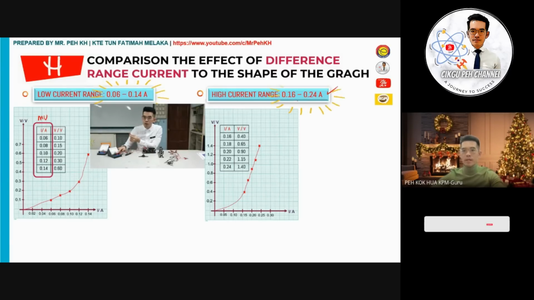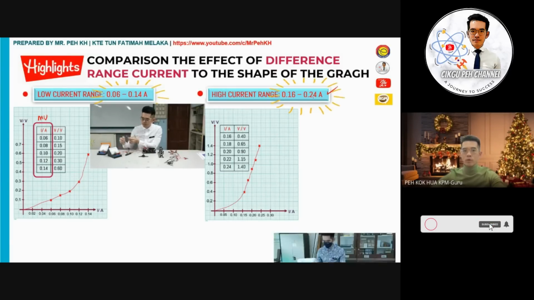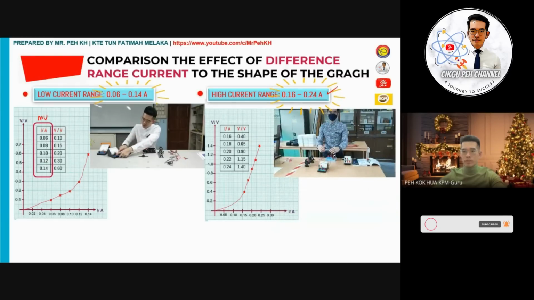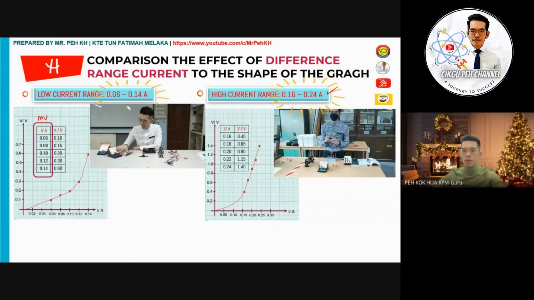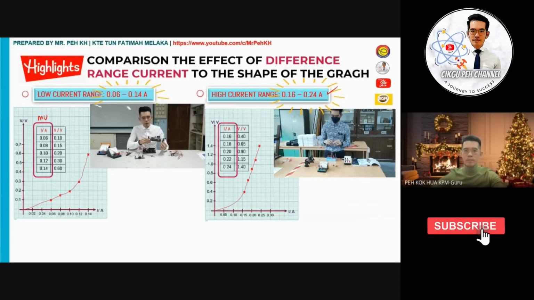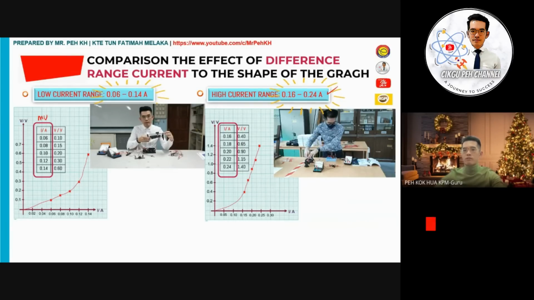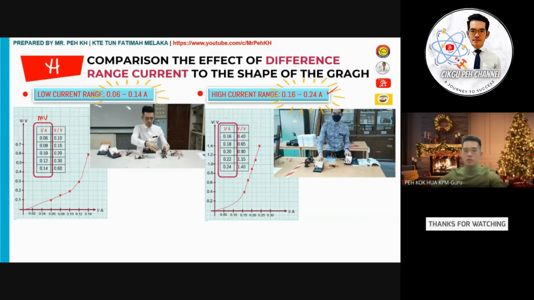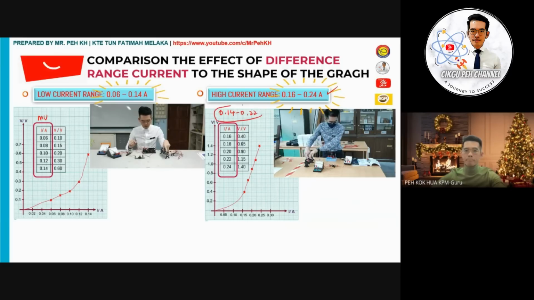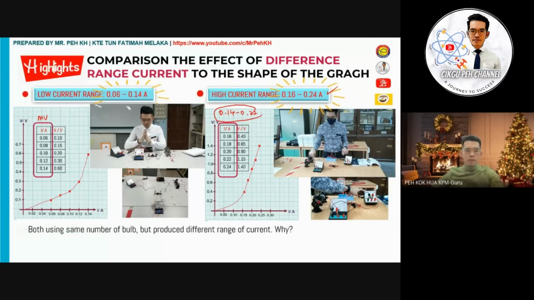Okay, so the range will be 0.16 to 0.24. You can see I also conducted an experiment a few years ago. The range of the current I get is higher, 0.16 to 0.24, which is actually higher than the data from the textbook, which is in the range of 0.14 to 0.22. Both use the same number of bulbs, but produce different ranges of current.